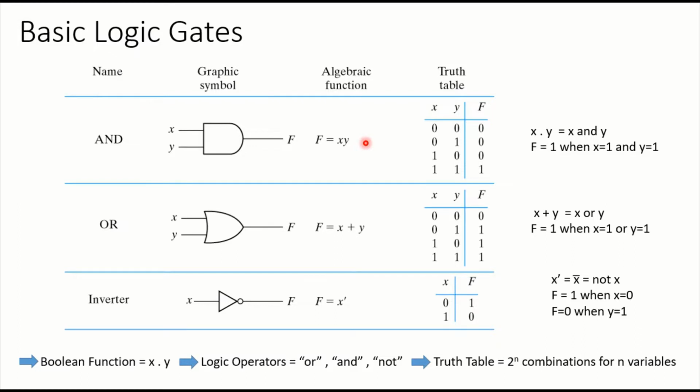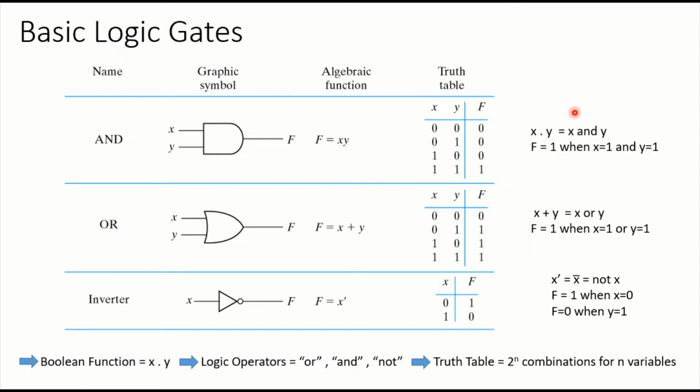Basically, the algebraic function shows the behavior of a particular logic gate. Here we can write F equal to XY. This XY can also be written as X dot Y, and X and Y. Dot and AND both work as the operator for this AND gate, known as the AND operator.